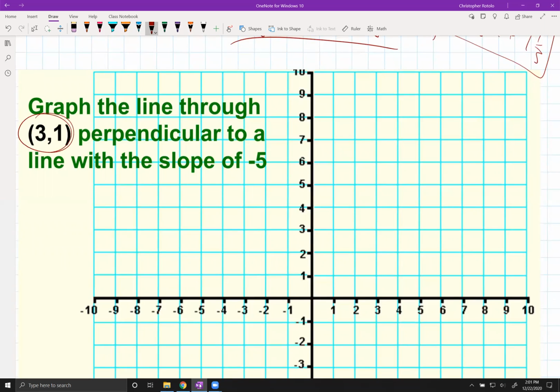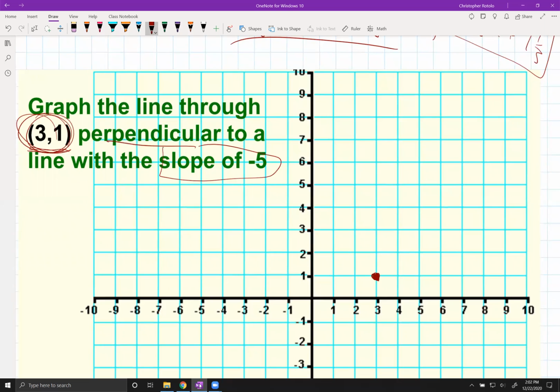Graph the line through. I'm going to stop here. I don't care if it says parallel, perpendicular. I don't care if it says unicorns and amphibians. I don't care what it says. If it says 3, 1 is part of that line, 3, 1, it's going on my graph, right? Because if I don't hit that point, then I'm wrong.